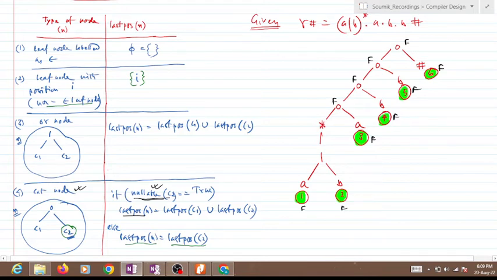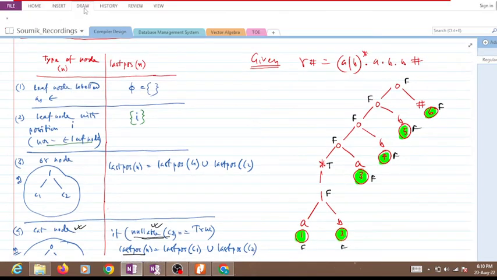Now this is the star node. In case of the star node, we know that the nullable for the star node is always true. Now this is the OR node. In case of the OR node, the nullability is calculated by using the OR among these two subtrees. So false or false will be false. So the nullable calculation is done.